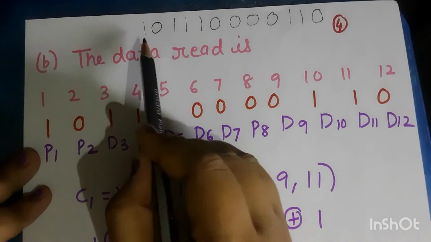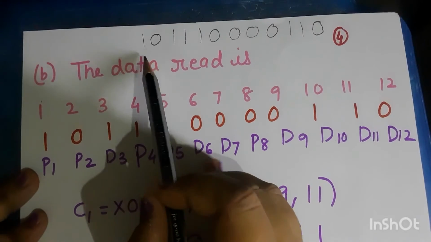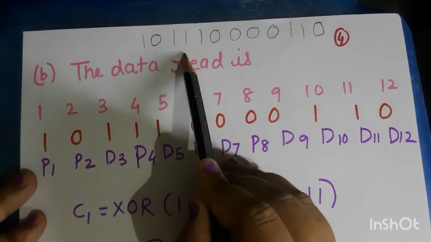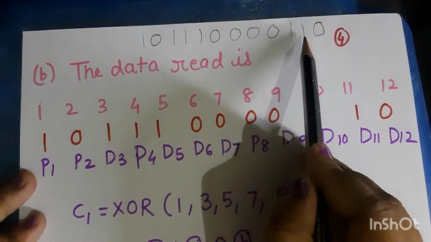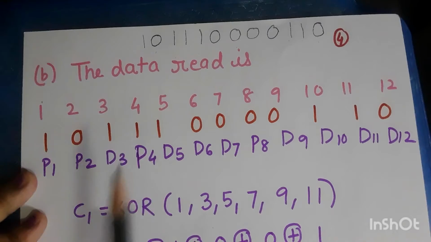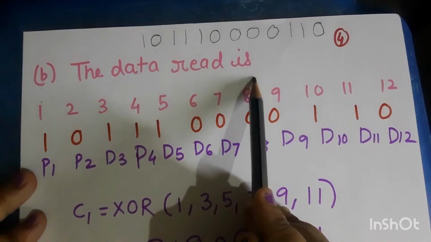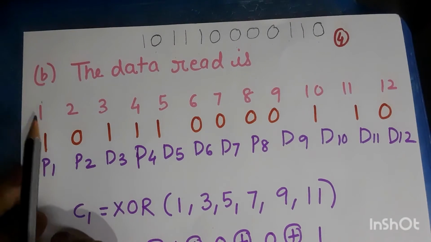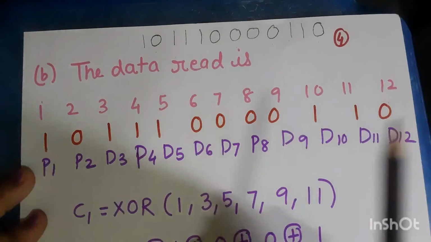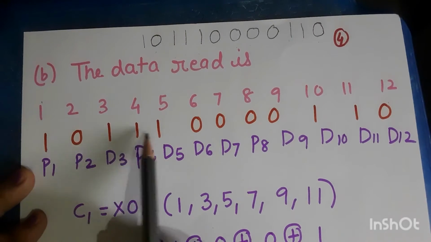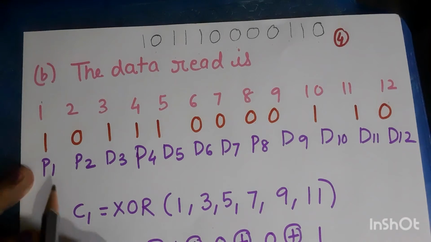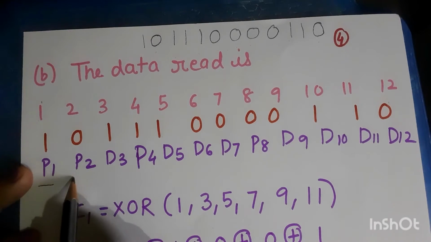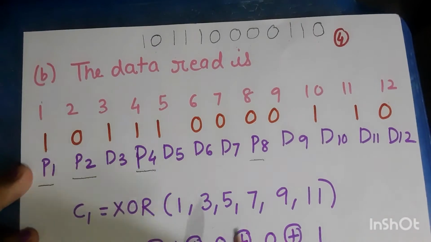Now we will look at case B. So what is the data that is read? That is 1, 0, 1, 1, 1, 0, 0, 0, 0, 1, 1, 0. Here I have put the bits from 1 to 12 bit location, and here I have put the parity bits P1, P2, P4, P8. All other bits are data bits.